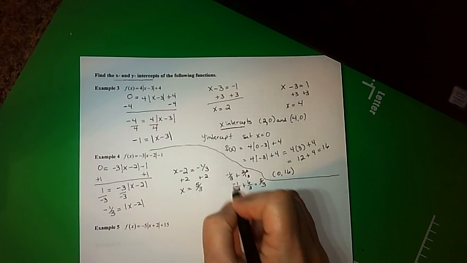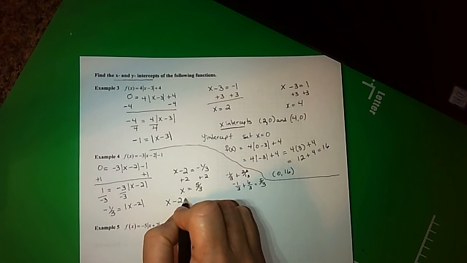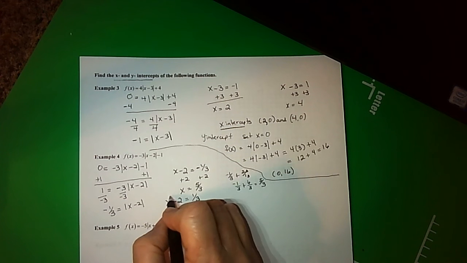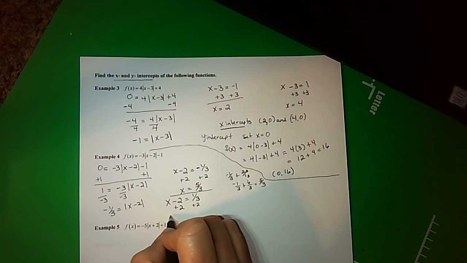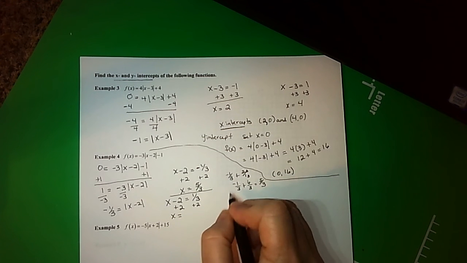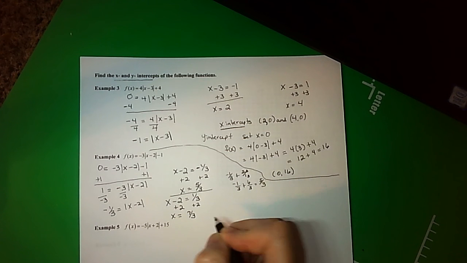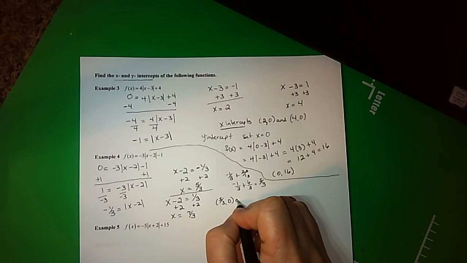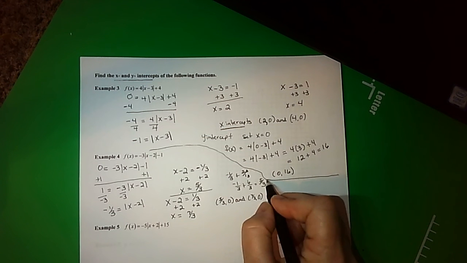I don't care if you do that part on the calculator. And then I have x minus 2 equals a positive 1/3. This one was negative, this next one has to be positive. I'm going to add 2. So x is going to equal 7/3. So my x-intercepts are 5/3 and 0 and 7/3 and 0.